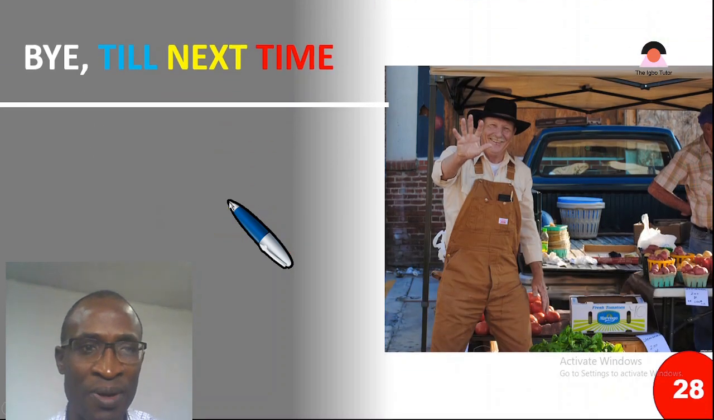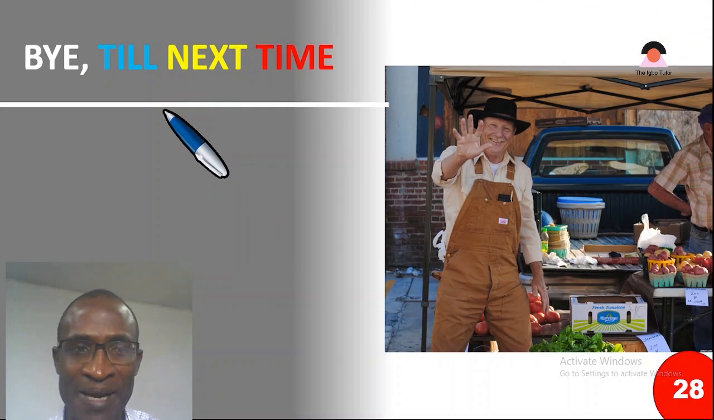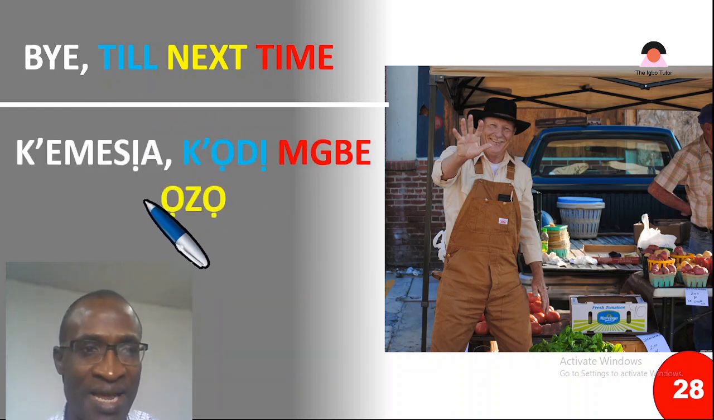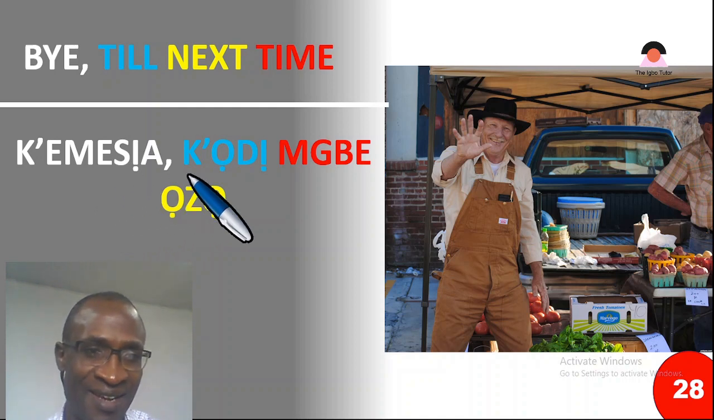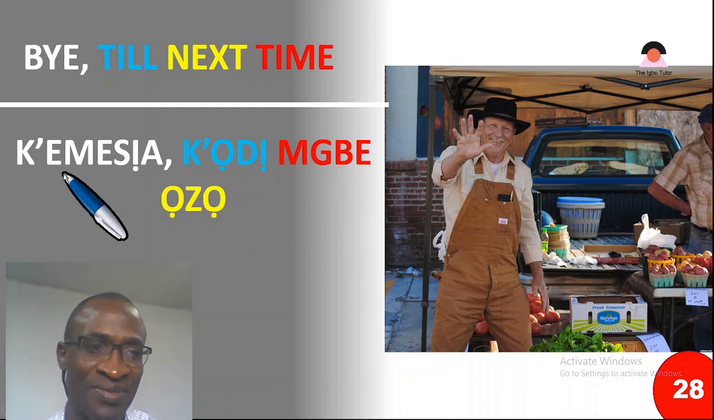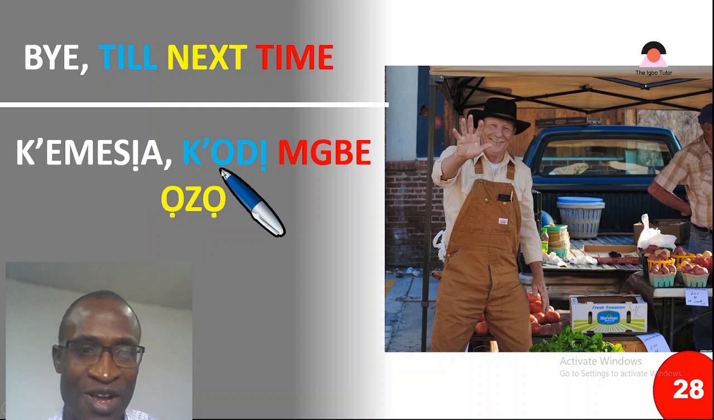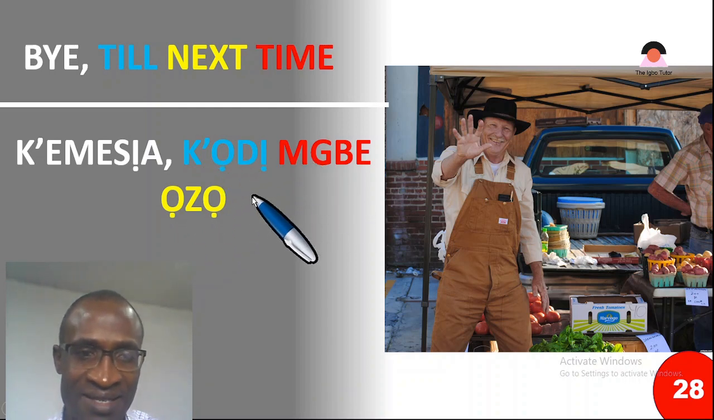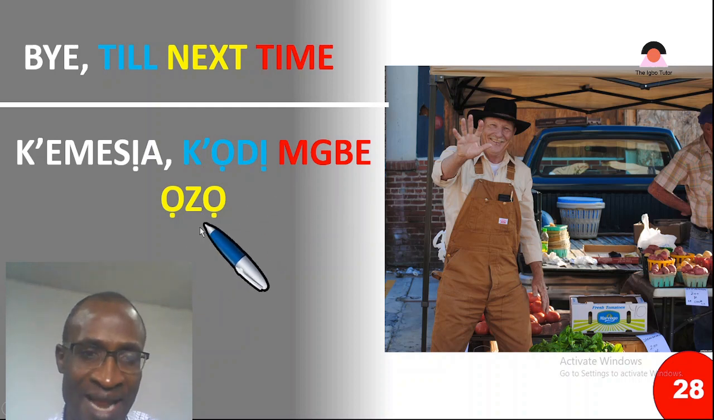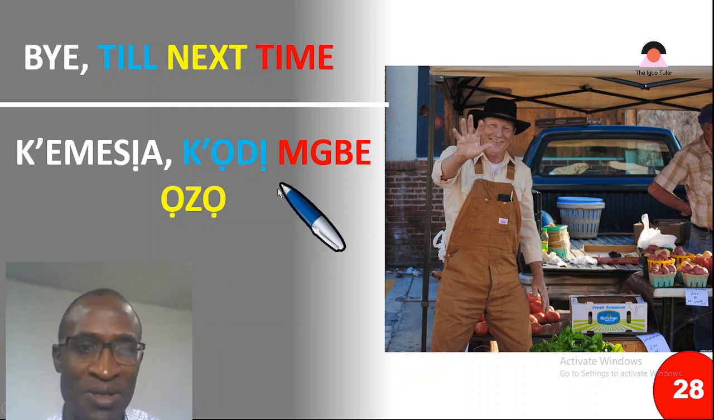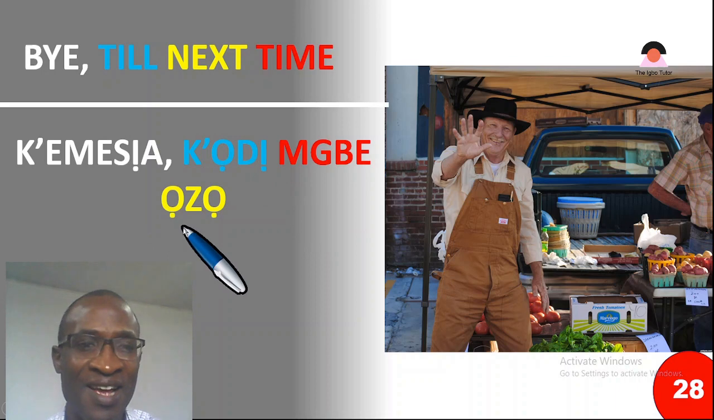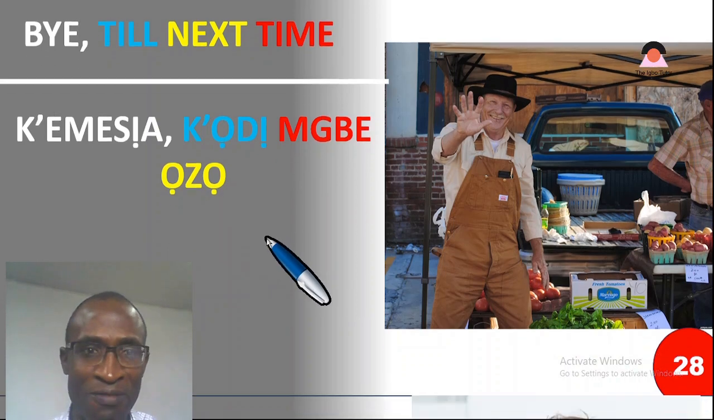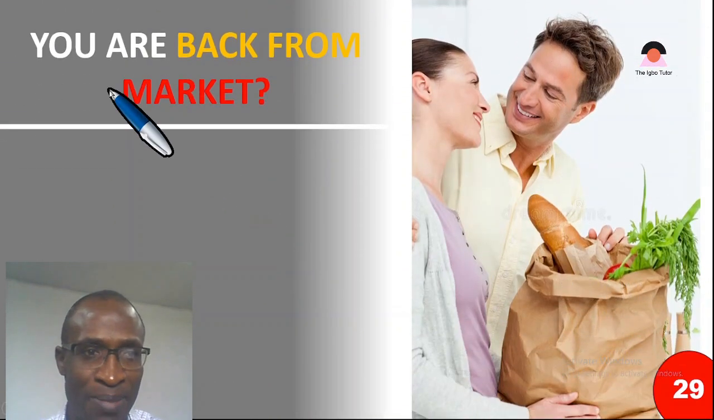No problem. Bye. Till next time. The seller tells the buyer, bye. Till next time. How do we say that in Igbo language? Ka emesịa. Ka ọ dị mgbe ọzọ. Ka emesịa, bye. Ka ọ dị mgbe ọzọ, till next time. Mgbe ọzọ, next time. That's lovely.